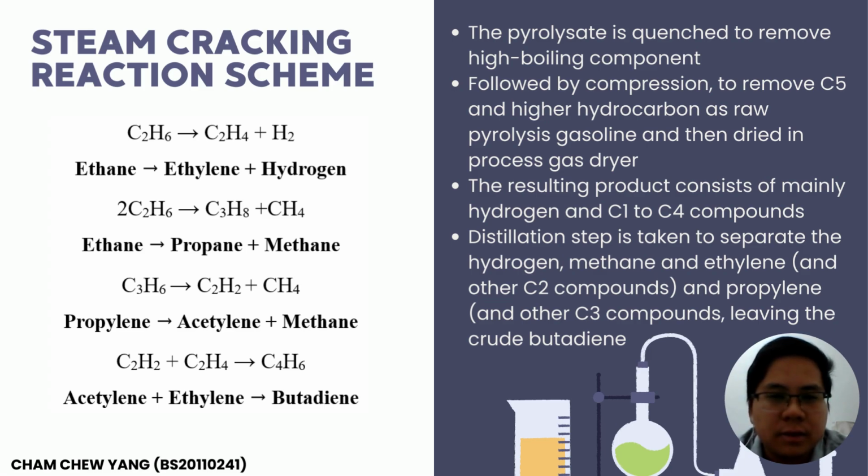Next, the pyrolysis gas from steam cracking is quenched to remove high boiling components, followed by compression to remove C5 and higher hydrocarbons as raw pyrolysis gasoline, and then dried in the process gas dryer. The resulting product consists of mainly hydrogen and C1 to C4 compounds. Finally, a distillation step is taken to separate the hydrogen, methane, and ethylene and other C2 compounds, and propylene and other C3 compounds, leaving the crude butadiene.